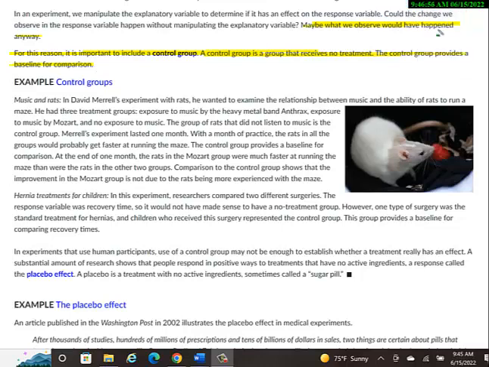So this person wanted to examine the relationship between music and the ability of rats to run a maze. So that's kind of interesting. It either affects it, as in it makes them go faster or do better, or hurts them, I guess. He had 3 treatment groups: exposure to music by the heavy metal band Anthrax, exposure to music by Mozart, and no exposure to music. So that would be the control group there, the one that had no music.